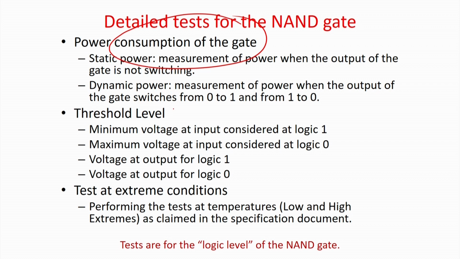Similarly, there are other extreme tests like threshold level. We know there is something called logic 0 and logic 1, but up to what voltage level it is treated as logic 0 and beyond what level it is treated as logic 1. Like maybe 0 volts to 0.3 volts should be treated as logic 0. Maybe if it is a 1.8 volt technology, 1.5 and above should be treated as logic 1. So that also has to be verified. Finally, extreme condition tests: if the temperature is very high or very low, whether they will be able to do all the tests or not.